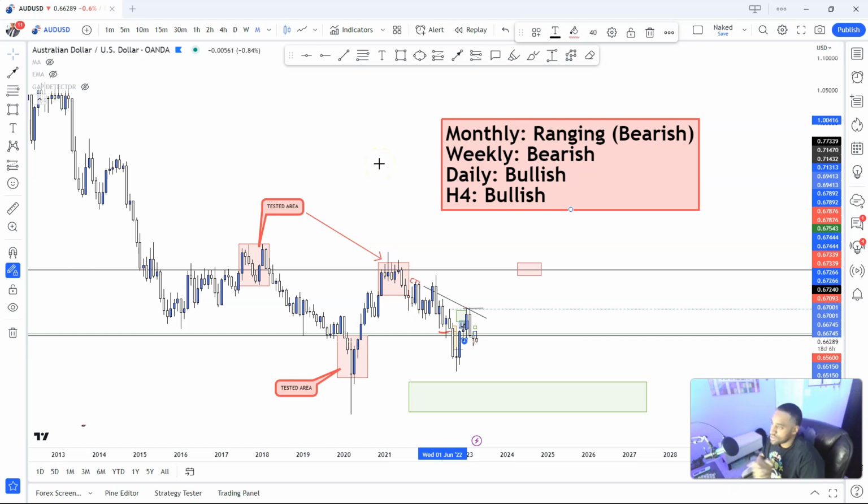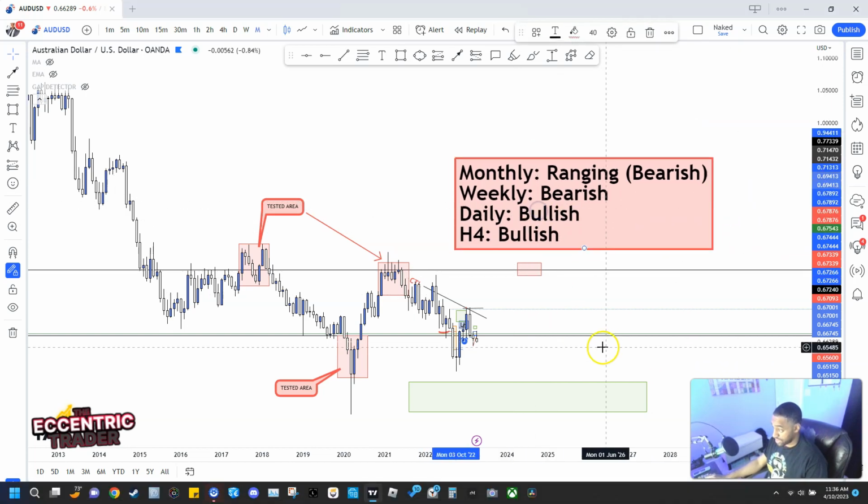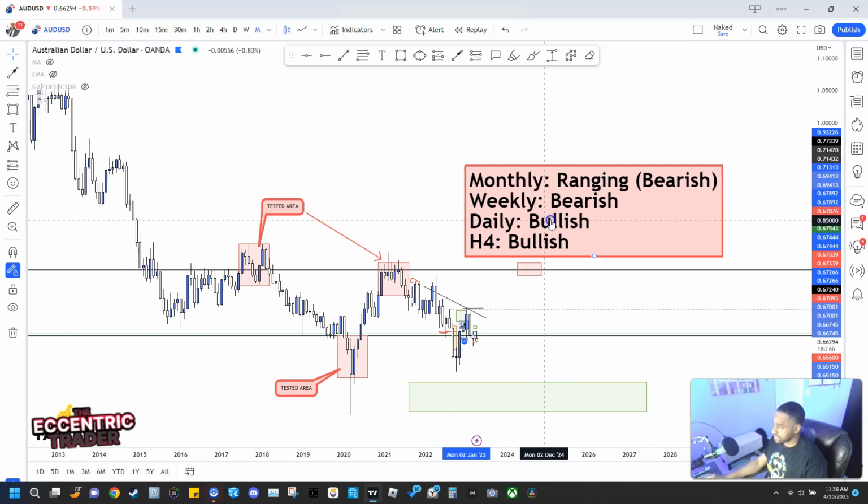All right, y'all. What is AUD USD doing? What is AUD USD doing, right? All right, let's check it out. Monthly time frame, Aussie, right?